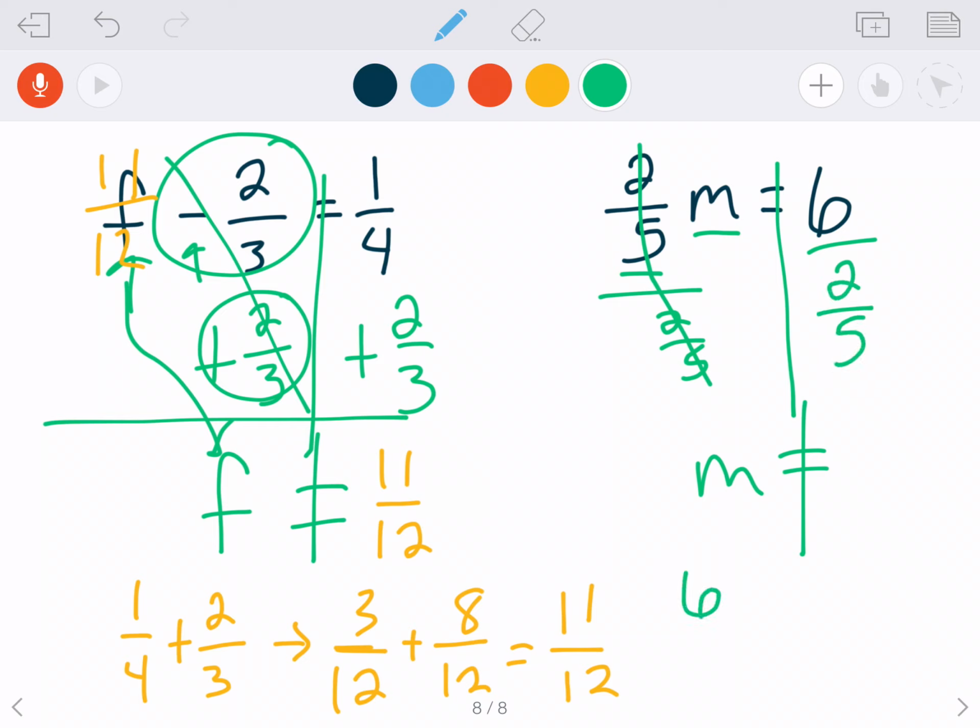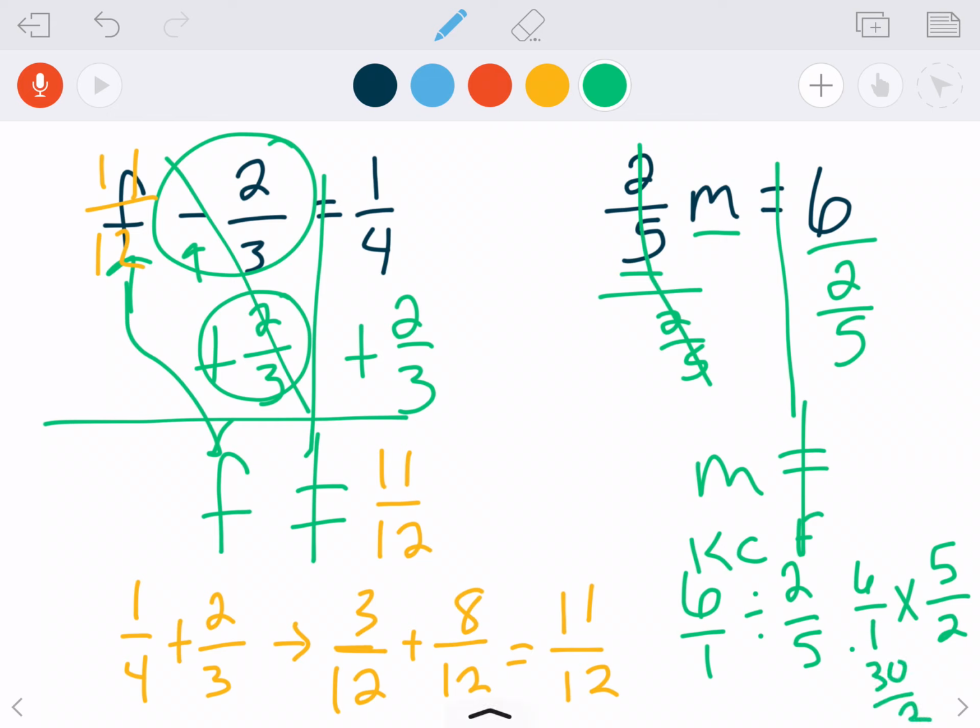Well, we know that when we divide fractions, we have to do keep, change, flip, right? So I'm going to do keep 6 over 1, make division multiplication, and then flip my second fraction, 5 over 2. 6 times 5 gives us 30. 1 times 2 gives us 2. 30 divided by 2 is 15.